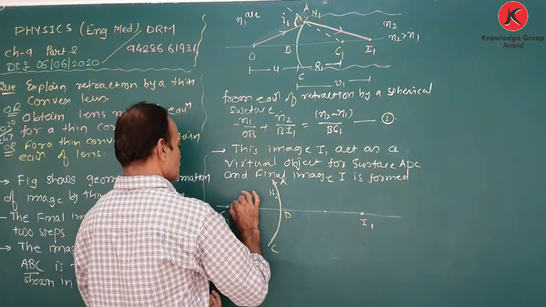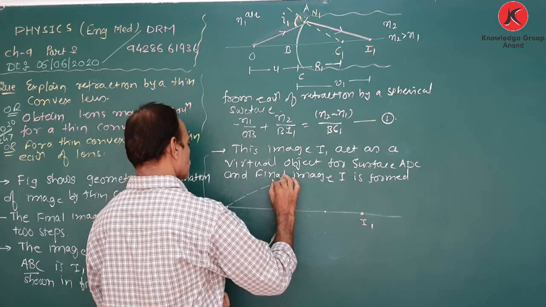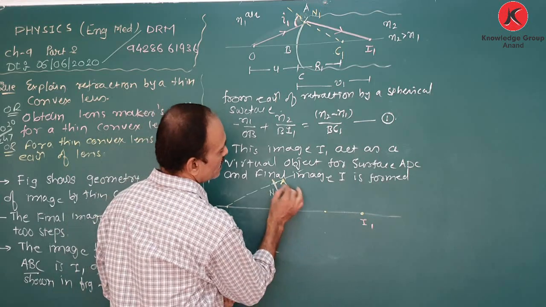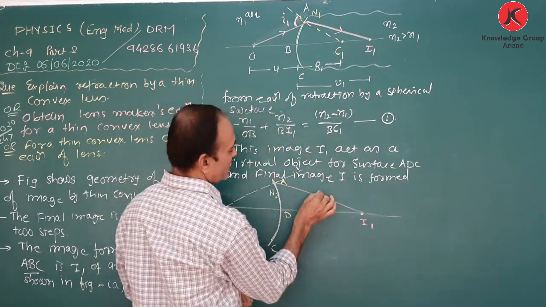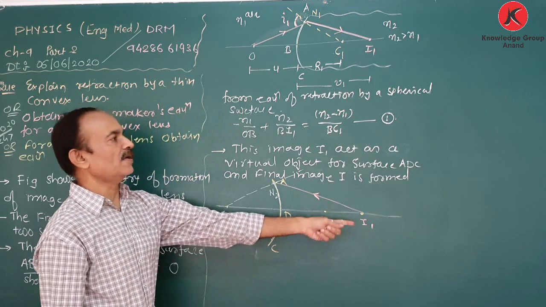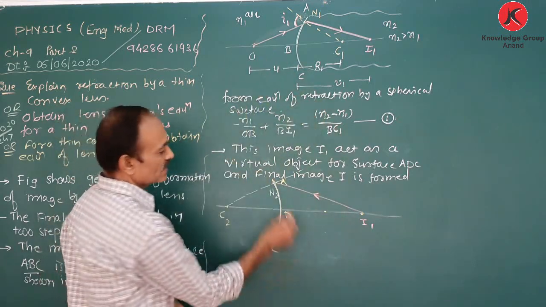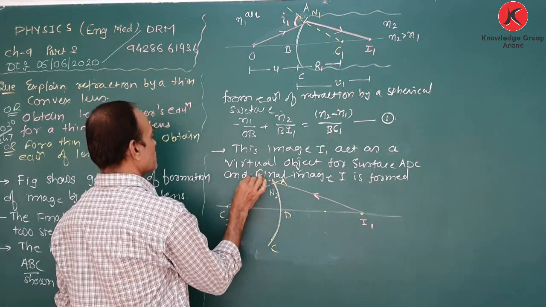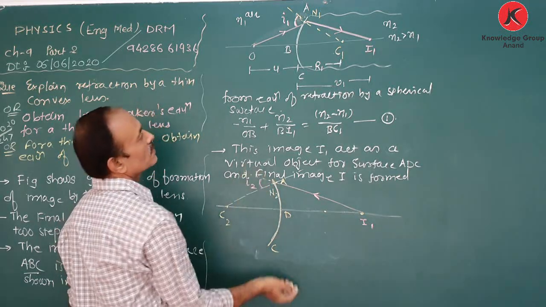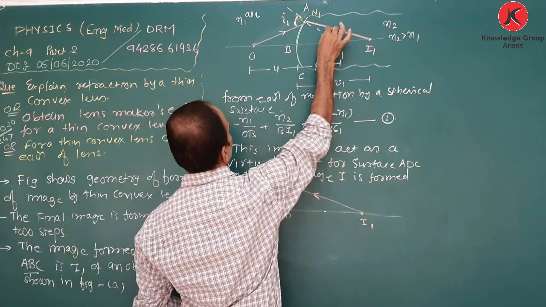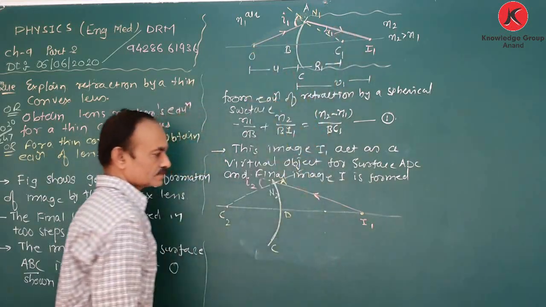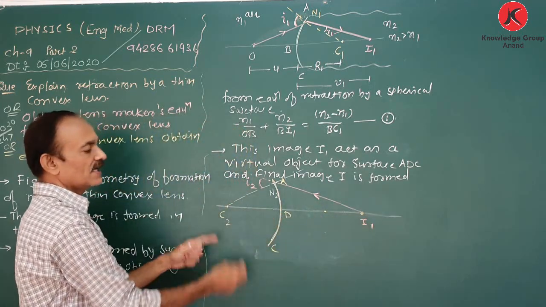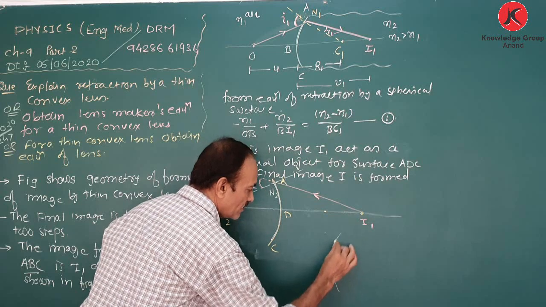Now N2 C2, there is a normal. Whatever the ray, that is our incident ray that is coming from our image formed by the ABC. So that is our angle of incidence I2. There is our I1. Actually I1 is not on this side, I1 is between the medium.